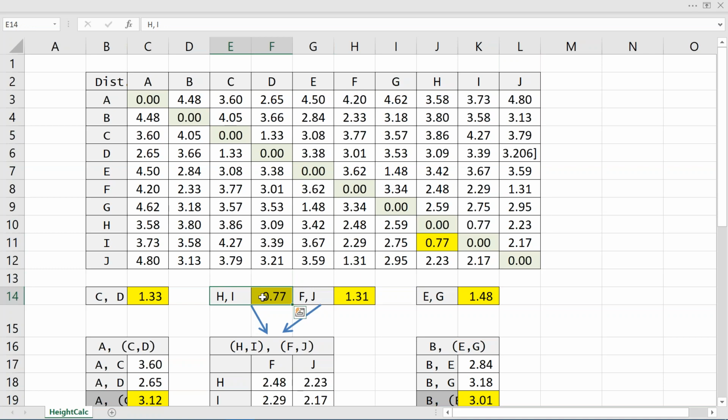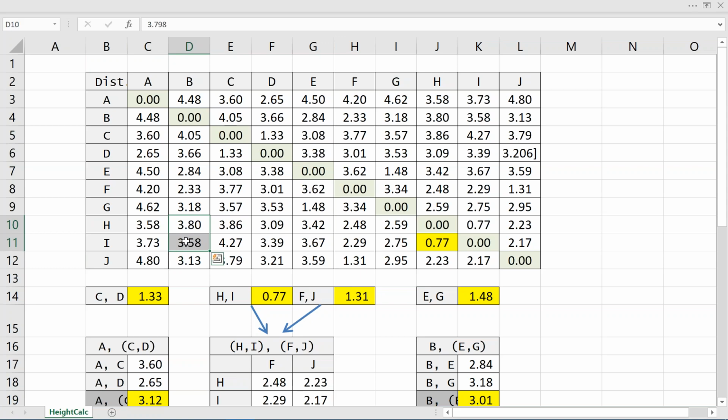You compute the distance of HI with respect to A, HI with respect to B, HI with respect to C. How would the distance of HI with respect to A be computed? I have to take this value 3.58 and 3.73. The linkage algorithm that you have mentioned is average. So the average of 3.58 and 3.73 will become the distance of HI with A. If I have to compute the distance of HI with B, I have to take 3.80 and 3.58 and average them.